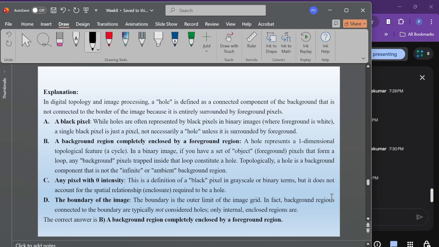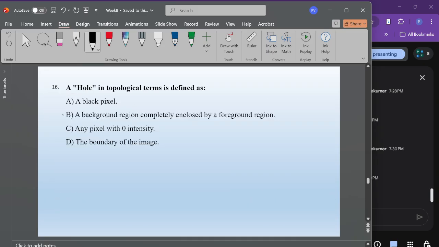The correct option is B. So most of you gave the correct answer. Option B is the correct answer. A hole in topological terms is defined as a background region that is completely enclosed by the foreground region.